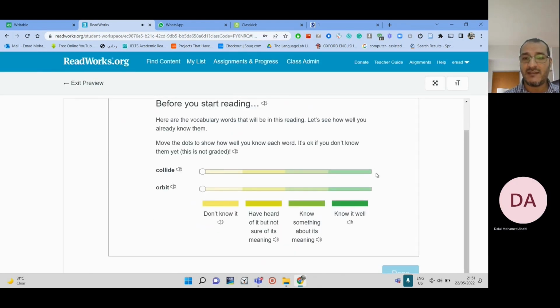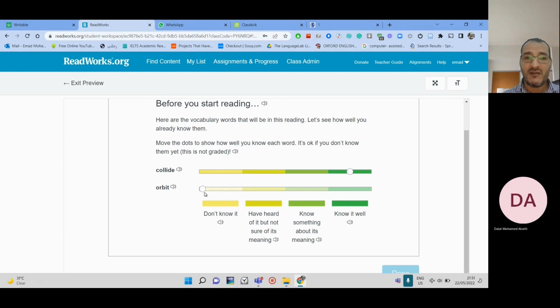What does it mean, collide? What's the meaning of collide? You explained it to me before. Collide is crashing. A car crashing into something, or somebody or something crash into another body or another thing.